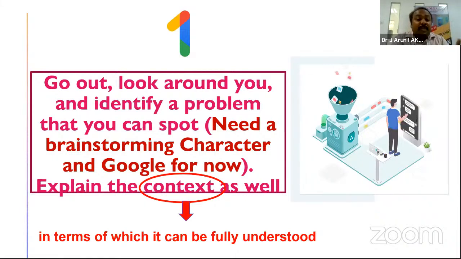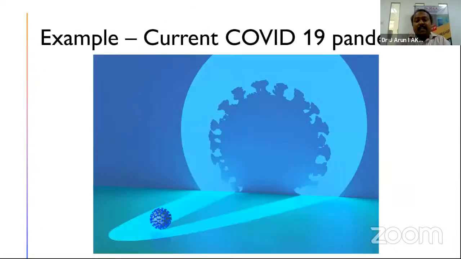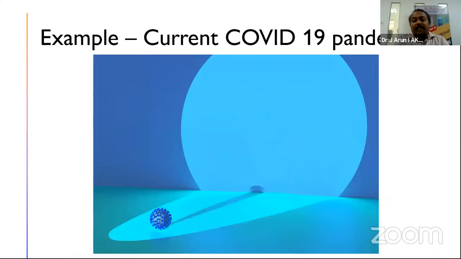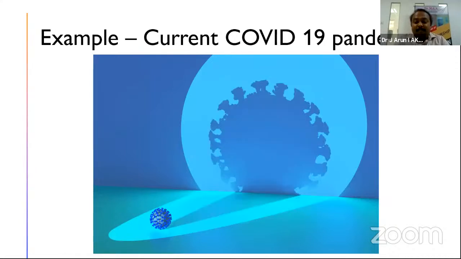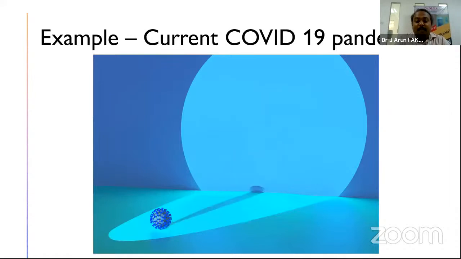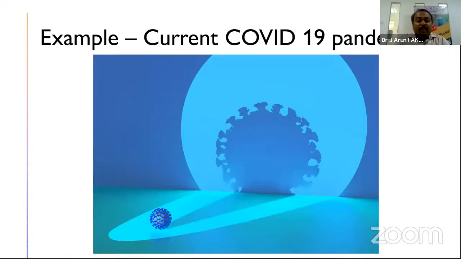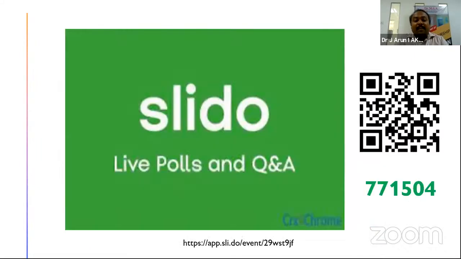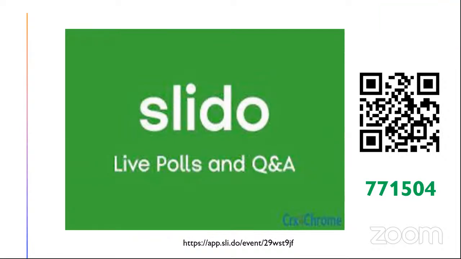Context is that you have to understand the problem fully. An example is the COVID-19 pandemic, the current problem statement. Maybe we'll take one example. Current example, COVID-19 pandemic. Now I request everyone to go to Slido. Just type it in Google, Slido, and type your number, 771504. Just enter.